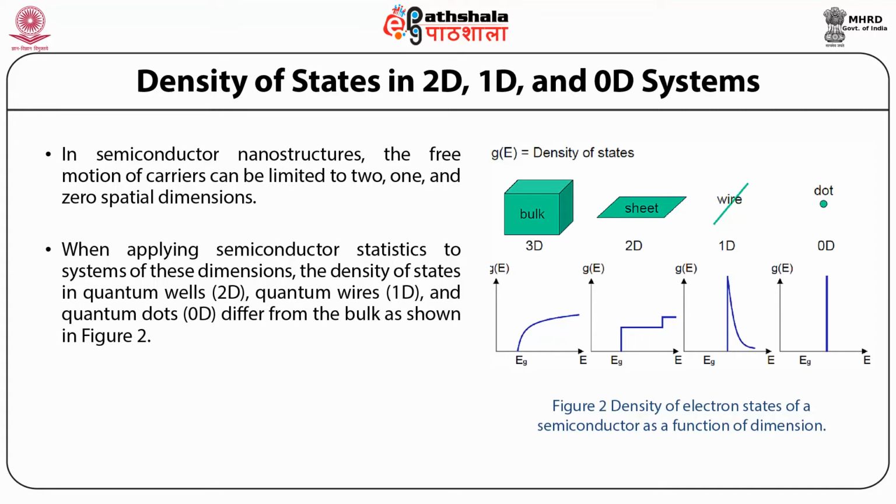So in semiconductor nanostructures, free movement can be restricted to two dimensions, which is known as quantum wells. If it is in one dimension, quantum wires, and zero dimension, quantum dots. So G(E) represents the density of states, and the variation of G(E) with the energy E is shown in this figure for the bulk 3-dimension, sheet 2-dimension, wire 1-dimension, and a dot 0-dimension.